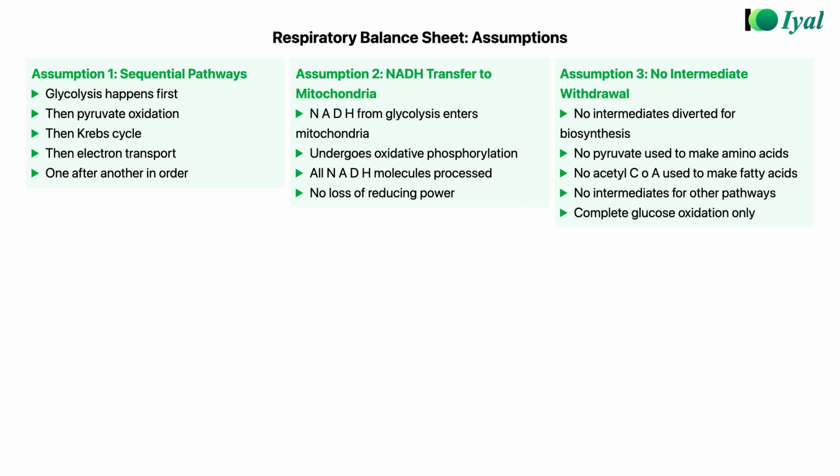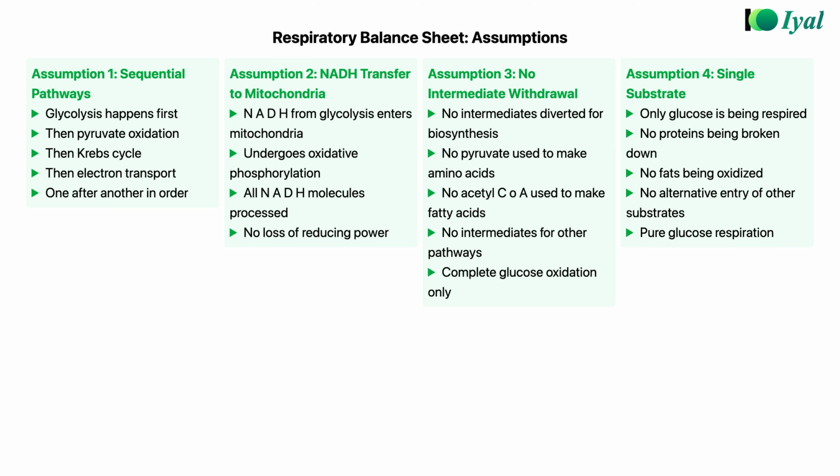Third assumption, no intermediate is withdrawn from the pathway. All pyruvate goes to Krebs cycle. All acetyl-CoA goes through Krebs cycle. Nothing is diverted for making amino acids, fats, or anything else. Complete oxidation. Nothing else happens. Fourth assumption, only glucose is being oxidized. No proteins, no fats, no other carbohydrates, just glucose. Pure glucose respiration. Nothing else interfering.